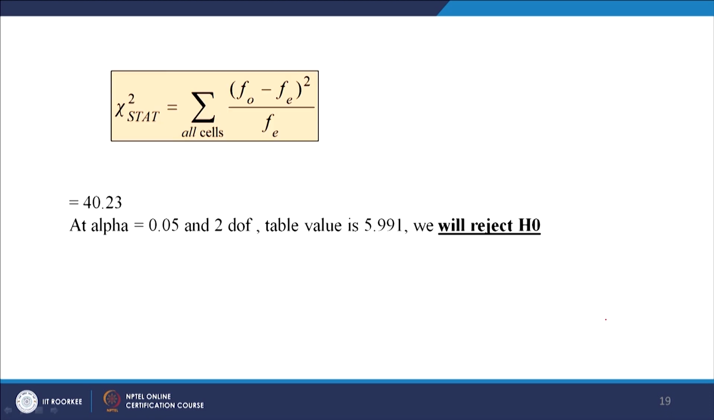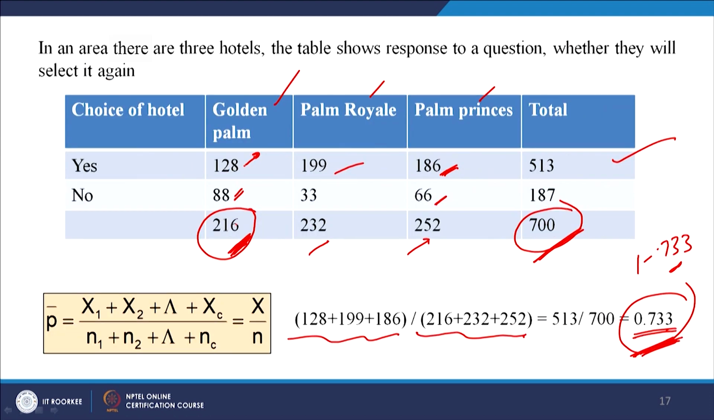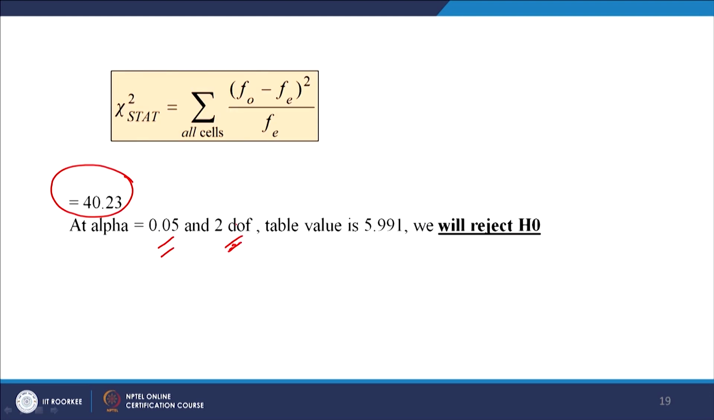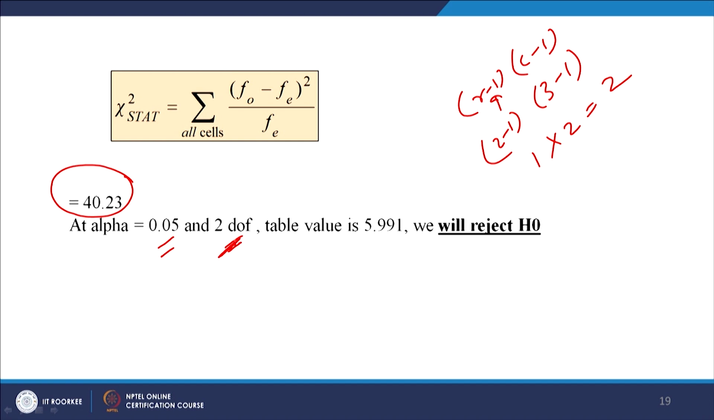So, after calculating all FOs and FEs, you need to calculate the chi-square statistic, and in this question the chi-square statistic is 40.23, at alpha equal to this, at 2 degrees of freedom. Why 2 degrees of freedom? Number of rows minus 1, right. So, row minus 1 into column minus 1. How many rows were there? 2, columns were 3, right. So, this is 1 into 2 which is equal to 2.